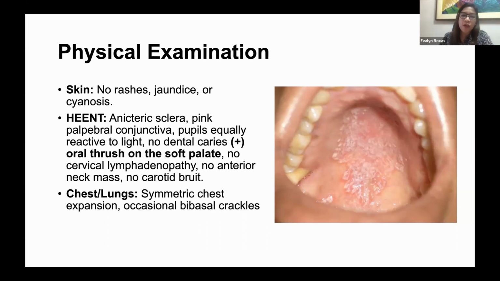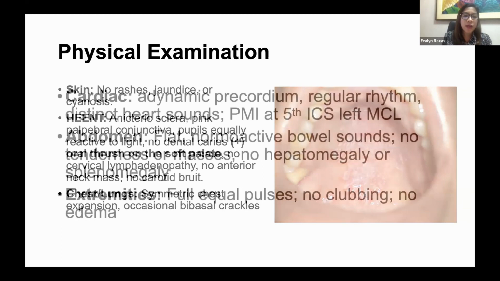However, on the PE of HEENT, it was found out that he has anicteric sclera, pink palpebral conjunctiva, pupils equally reactive to light, no dental caries. However, there was a note of oral thrush on his soft palate, no cervical lymphadenopathy noted, and no anterior neck mass, nor carotid bruit. On his PE of the lungs, there was a note of occasional bibasal crackles.